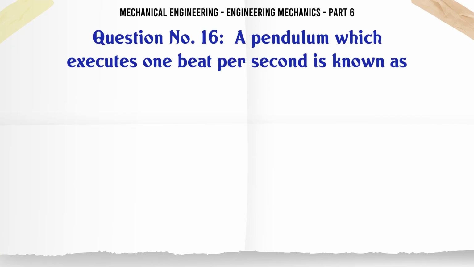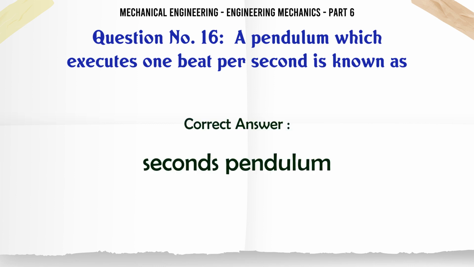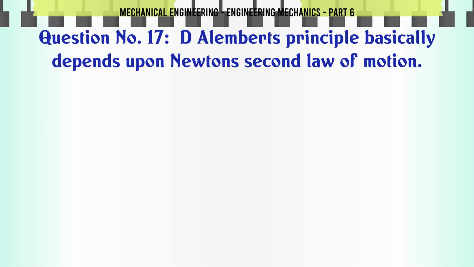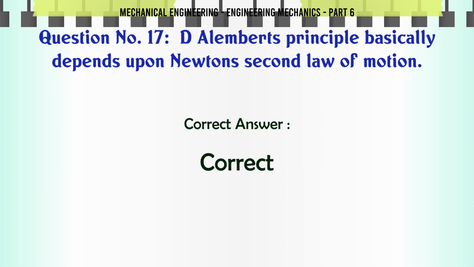A pendulum which executes 1 beat per second is known as: A) simple pendulum, B) compound pendulum, C) torsional pendulum, D) seconds pendulum. The correct answer is seconds pendulum. D'Alembert's principle basically depends upon Newton's second law of motion. A) Correct, B) Incorrect. The correct answer is correct.